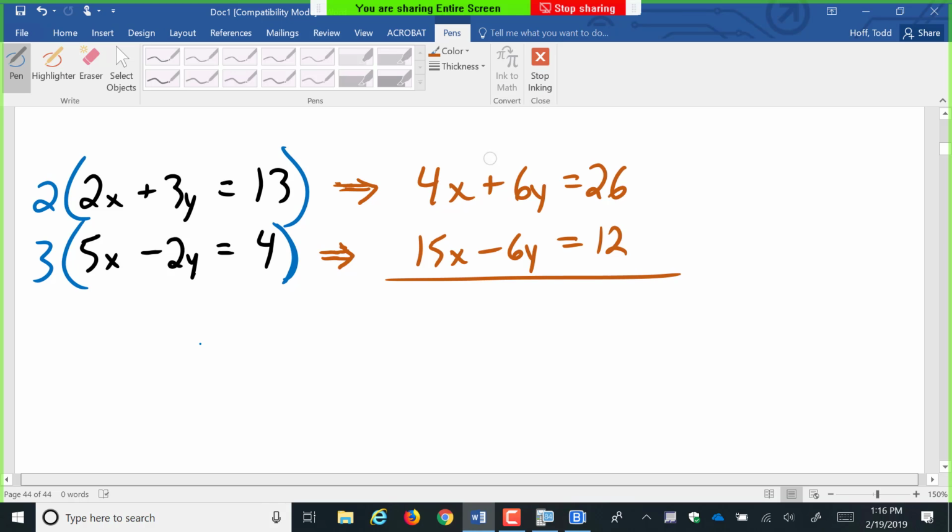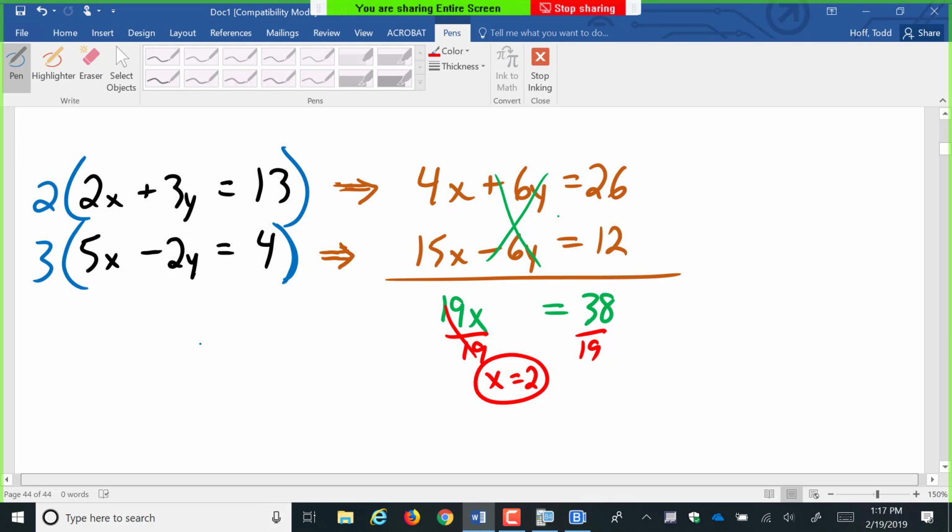We're now ready to add them. What do we get? Perfect. 4 and 15 make 19x. 6 and negative 6 cancel out for the y's. 26 and 12 makes 38. And then? Divide by 19. Perfect. X equals 2.